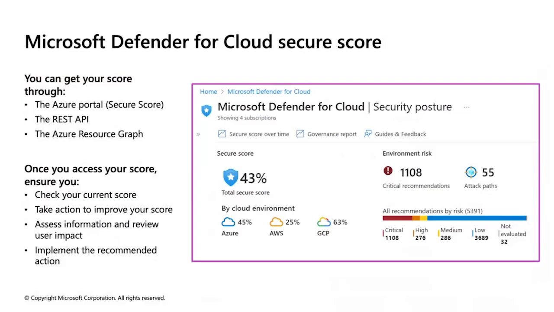So we can get your security score. This is the place where you can see your security score. We can get it through the Azure portal security score that I was talking about, the REST API, and Graph. But you can also check your current score here. My current score is 43%, and there are 1,108 critical recommendations that I should consider implementing. If I implement them, definitely we get different kinds of benefits. My security posture will be enhanced, and this enhanced security posture will be more towards security.